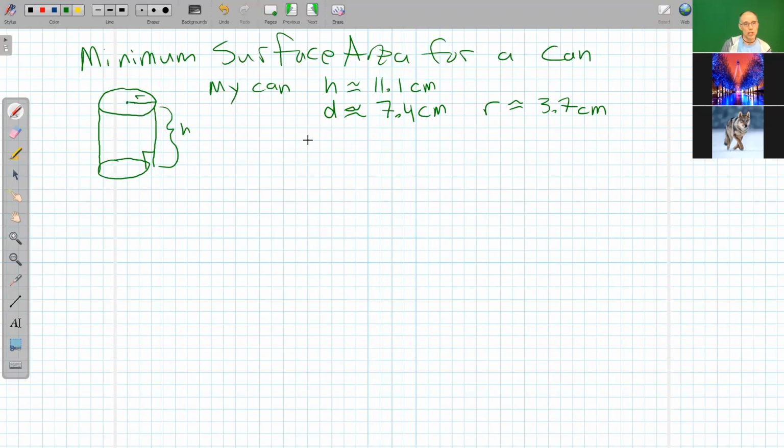So things I know here, the surface area of a can like this, if you peel off the label around the outside here, you get a rectangle.